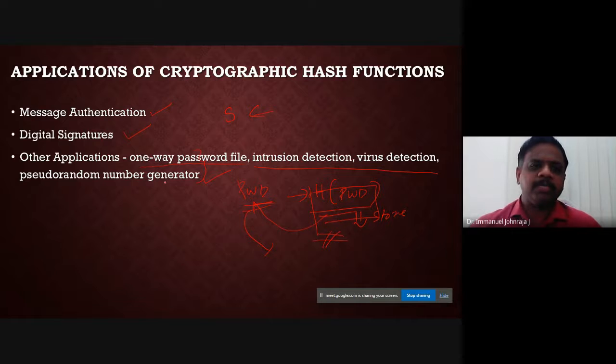Okay, I encourage you guys, because we are not going to cover these points in detail in our syllabus, to read more about the usage of hash functions in these application areas as well. All right, so that's what I have for you, and I stop sharing.